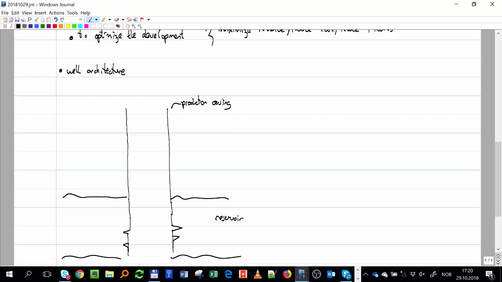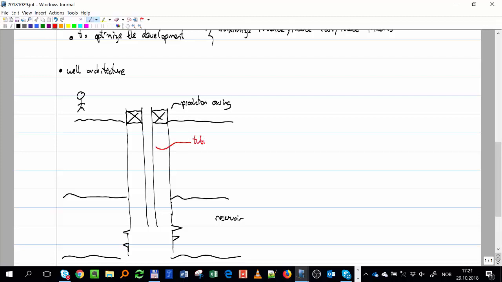Okay, and I have my production casing. Then after that, what do I place inside the casing normally? Okay, a tubing, right? Another piece of pipe. Here I have the surface. Let's put here a person, just to be sure that's the surface. And so that's what I call the tubing. And that's my casing.